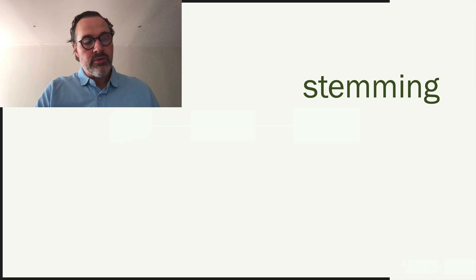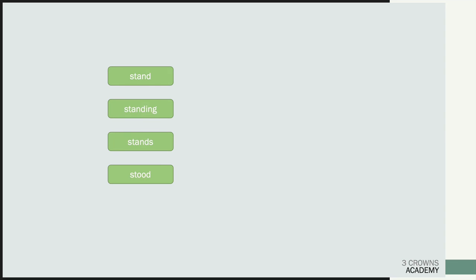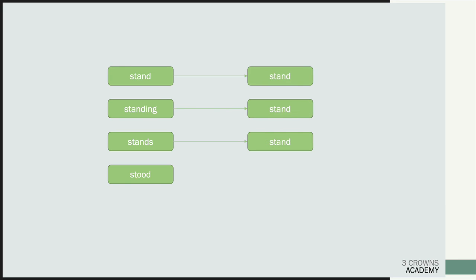Stemming is the process of reducing words back to their prefixes. So we're literally chopping words back to their stem. I'll give you an example. Think of the word stand and its variants: standing, stands, and stood. By stemming, we chop everything back to its basic form. So for stand, standing, and stands, we've got the same thing, stand. But for stood, we can't chop that into stand, so it stays as stood.